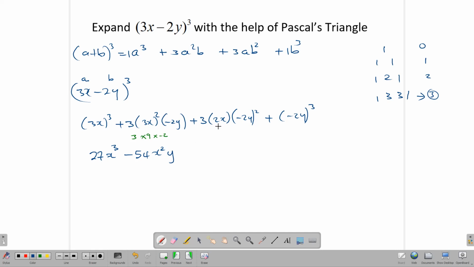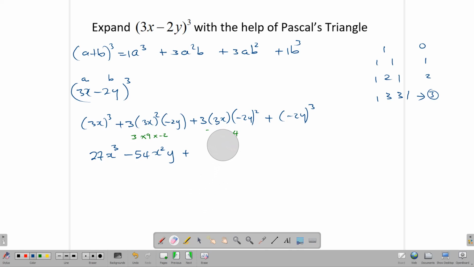Let's look at the next term now. Here, let's look at the numbers. 3 times 2, that's 6, times negative 2 squared, and negative 2 squared is positive 4. So we have 3 times 4 is 12, and 12 times 2 is 24. Let's make sure that we're 3 times 2 here. Yes, and then 2 times 2 is 4. Okay. All right, so we're going to have here plus. Oh, no, there's an error here. Let's fix that.